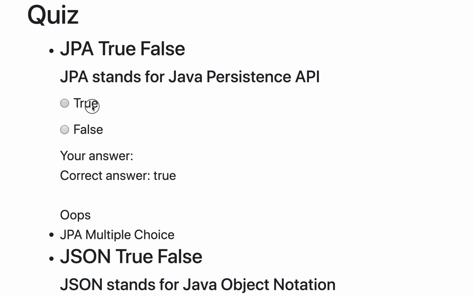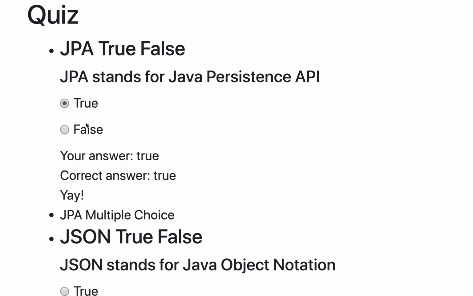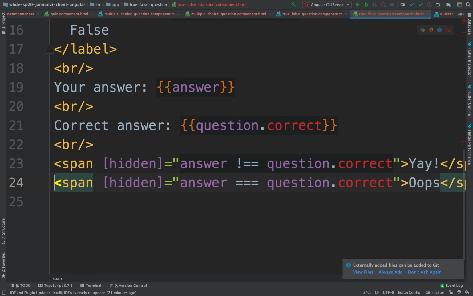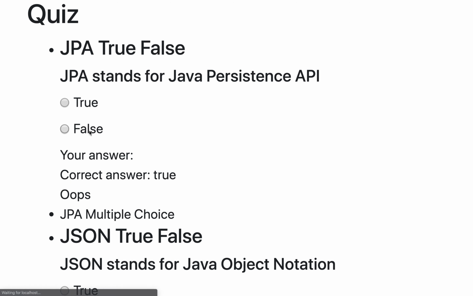All right, so if you notice that, there we go. Notice that it's showing one or the other, oops or hooray, based on whether it's correct or not. So true, yay, got it right, or false. Maybe we don't need this BR here. There we go. All right, I'll leave it up to you to work out the details.